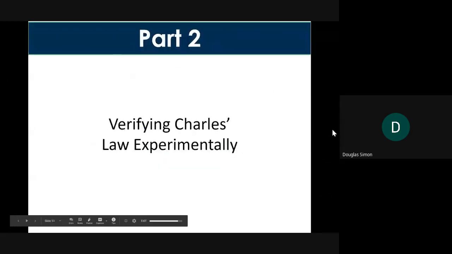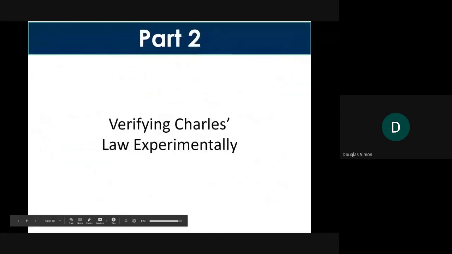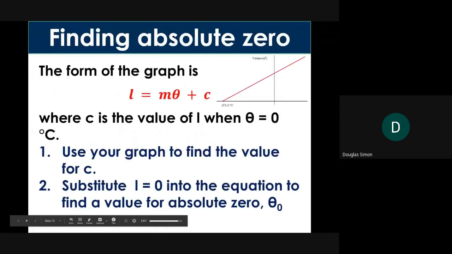Okay, part 2, again, is verifying Charles' law experimentally. So this is something we will do at school. Apologize for that, the picture has not come up. When you do the experiment, you will, of course, get this relationship, and you will either extrapolate back with a line of best fit, or probably you are all capable of using maths, and you'll be able to find absolute zero. So the point of this is really to find absolute zero and verify the relationship.